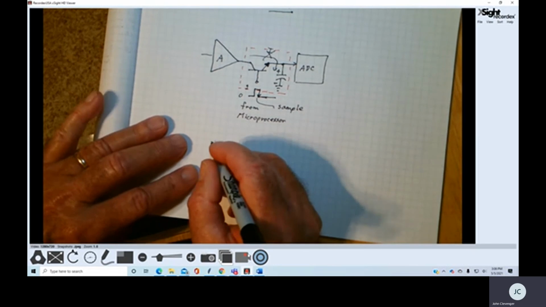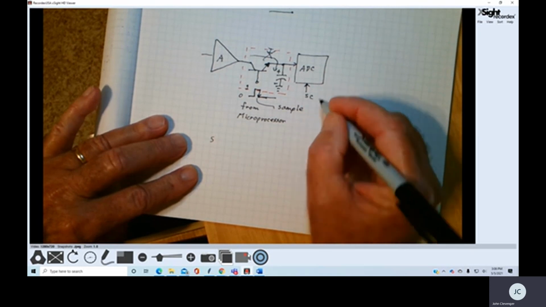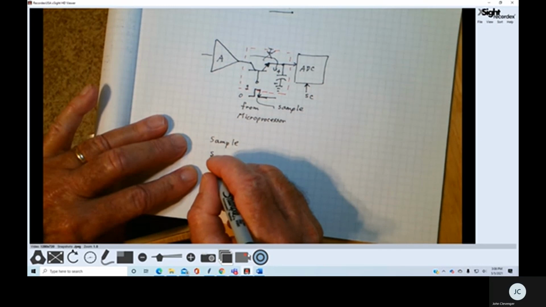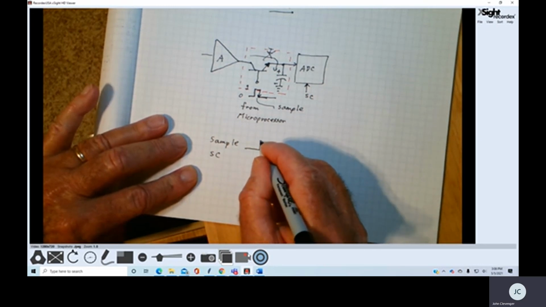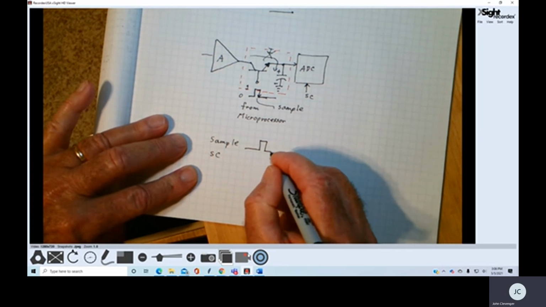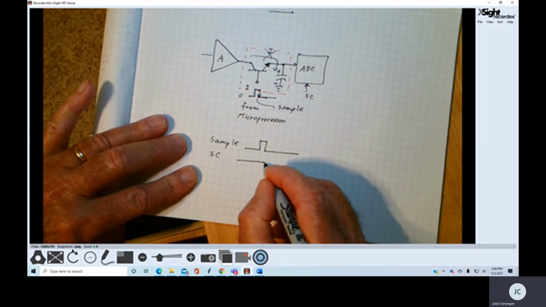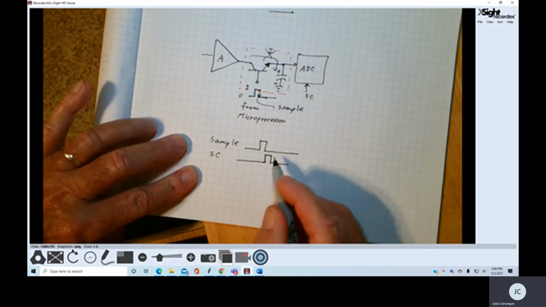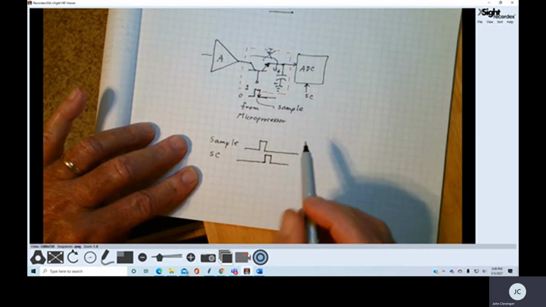Now, if I look at these signals, let's have a signal coming in here. This is going to be my start conversion signal. So what will have to happen from the microprocessor is that we're going to send this sample signal so that we can charge the capacitor up and hold that voltage. And then we're going to send the start conversion signal at some point afterwards. So at this point, that voltage will be stable on the capacitor.